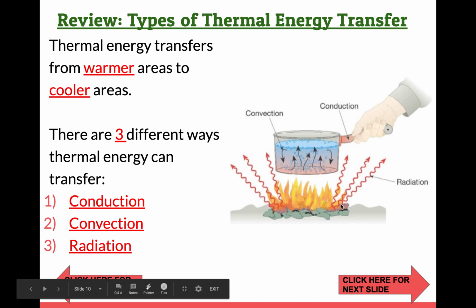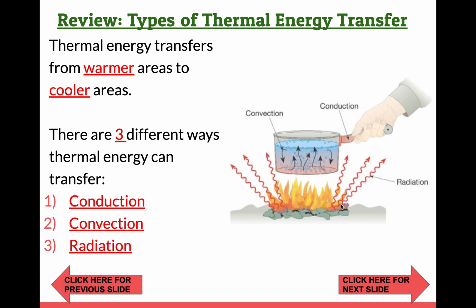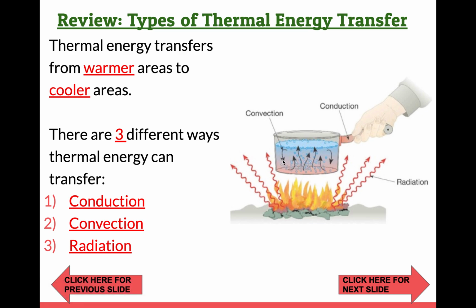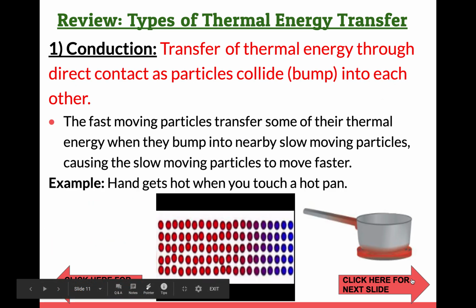Now, there are 3 different ways that thermal energy can transfer. You have to know these words. Remember, conduction, convection, and radiation. Conduction involves direct contact, so your hand is touching the hot handle. Convection is the fluids. Hot water and air rise up, cooler fluids sink down. Radiation is these curvy lines known as electromagnetic waves.